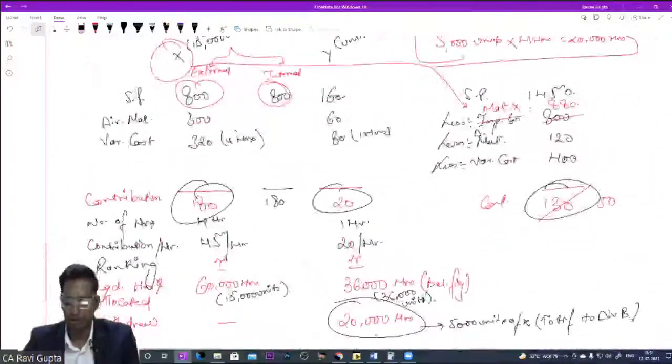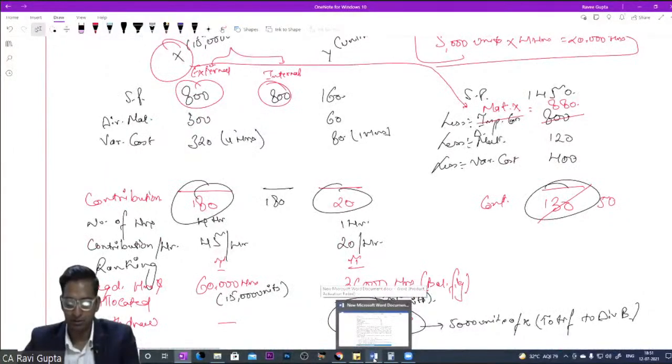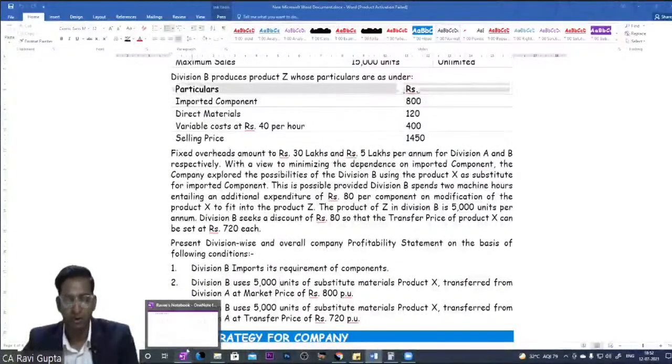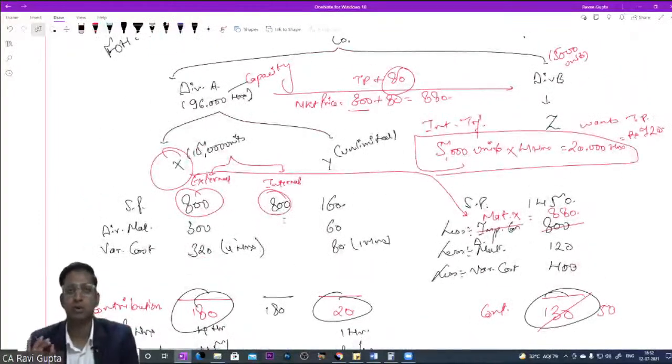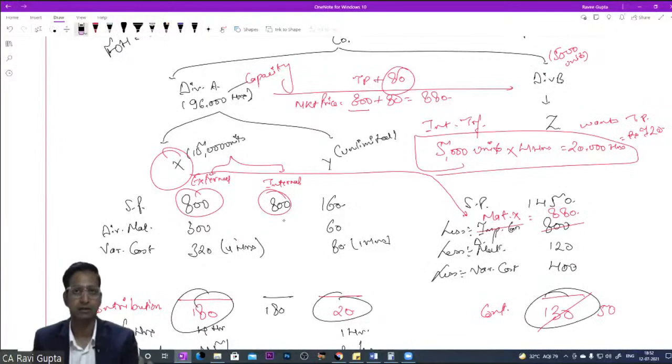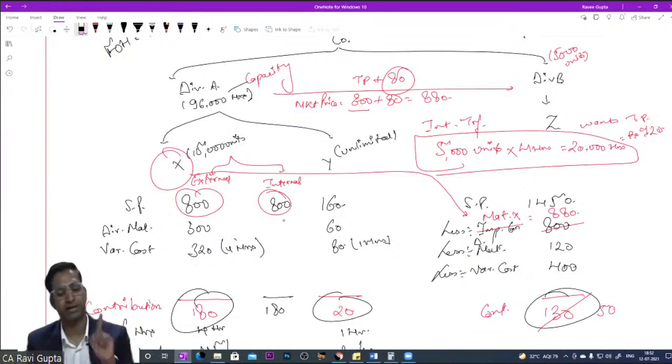Okay. Now moving to the third part. What they are saying: Division B uses 5,000 units of substitute material X, product X, transferred from division A at transfer price of 720. Now, if the transfer price is 720 rupees, how is it going to impact? First, division A. They are going to get 720 rupees for internal transfer and 800 rupees for external sales.